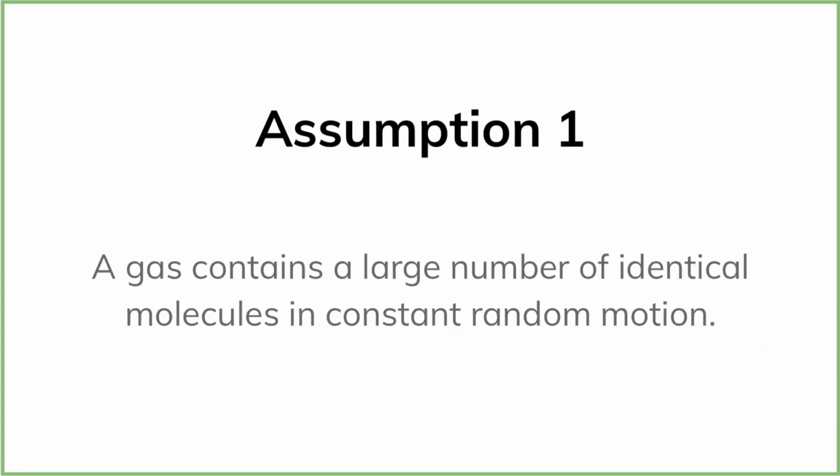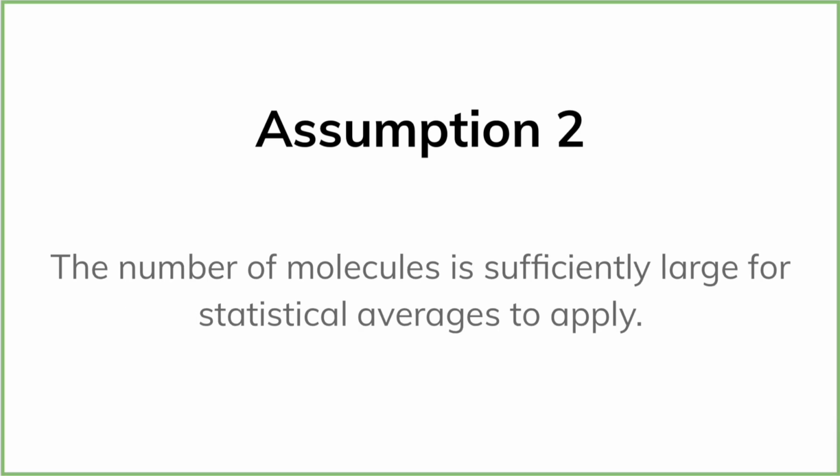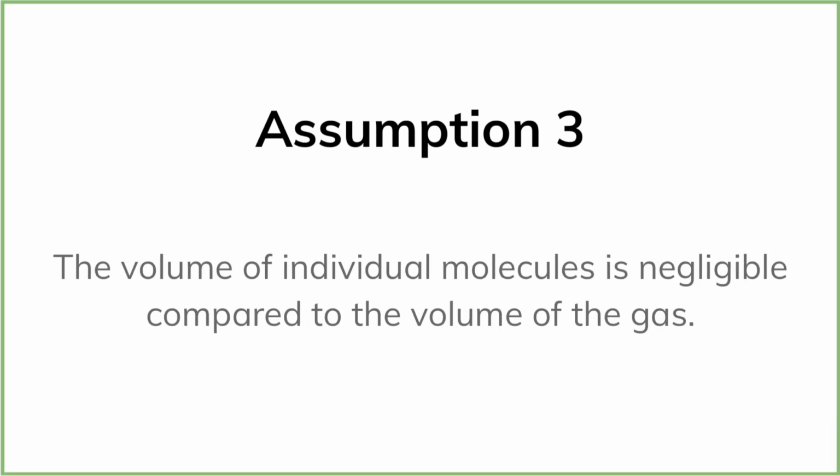First assumption is that a gas contains a large number of identical molecules and they're constantly in random motion. The next assumption is that the number of molecules is sufficiently large for statistical averages to be applied. So you're thinking in terms of this mole scale, times 10 to the 23 particles. The volume of individual molecules is negligible compared to the volume of the gas, so we're not considering the actual size of the molecules in our model.